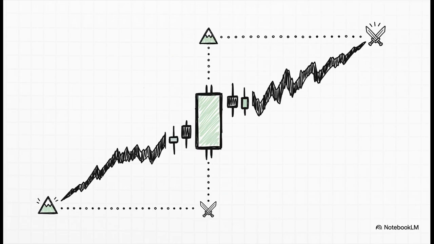And then you've got the wicks, or some people call them shadows. These are the thin little lines sticking out from the top and bottom of the body. The wicks tell you the full extent of the fighting. They show you the wild extremes, the absolute highest highs and lowest lows the price hit during that period, even if it didn't stay there. It's where all the action happened before the final bell.